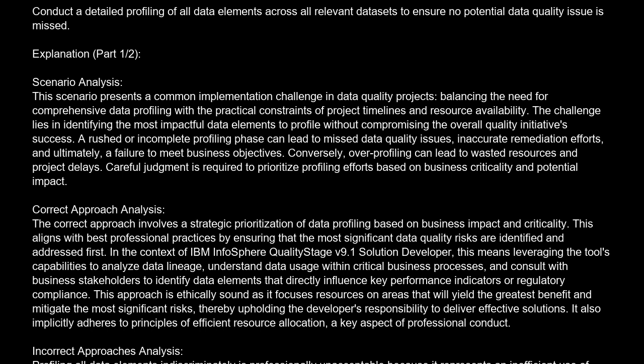Correct approach analysis. The correct approach involves a strategic prioritization of data profiling based on business impact and criticality. This aligns with best professional practices by ensuring that the most significant data quality risks are identified and addressed first. In the context of IBM InfoSphere QualityStage V9.1 solution development, this means leveraging the tool's capabilities to analyze data lineage, understand data usage within critical business processes, and consult with business stakeholders to identify data elements that directly influence key performance indicators or regulatory compliance.